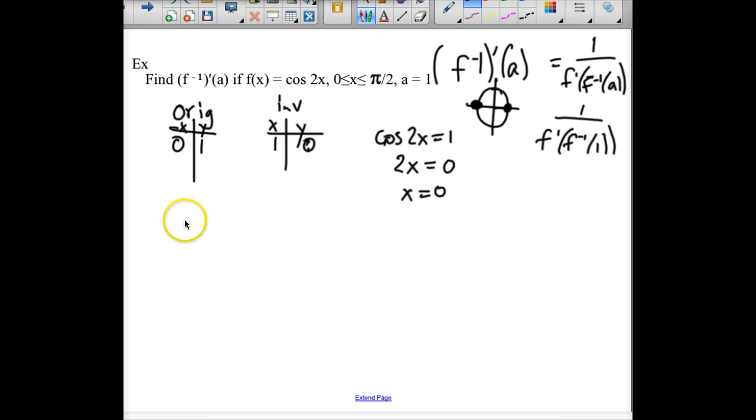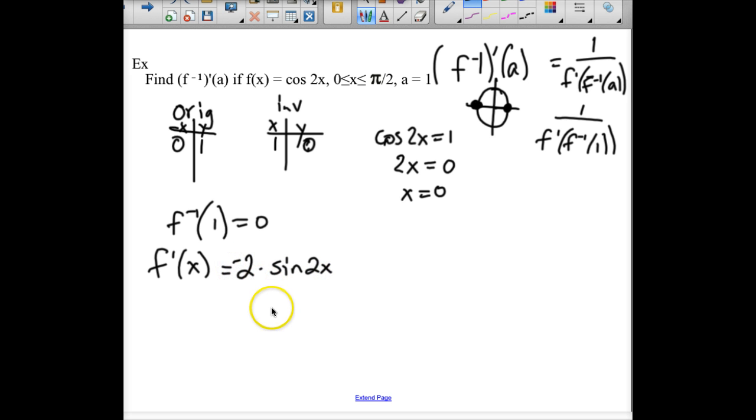So we need the derivative. Well, we need the inverse function at 1, which is 0. And then we need the derivative of cosine 2x. Do your chain rule. So it's 2 times sine 2x, negative, because the derivative of cosine is negative sine, and the derivative of the inside is 2. So we have -2 sine 2x. So I keep forgetting to write that.